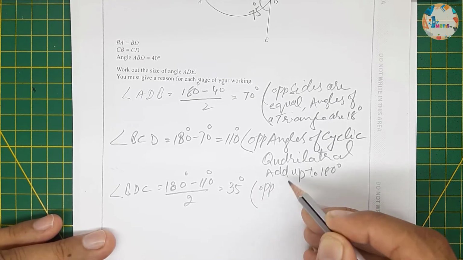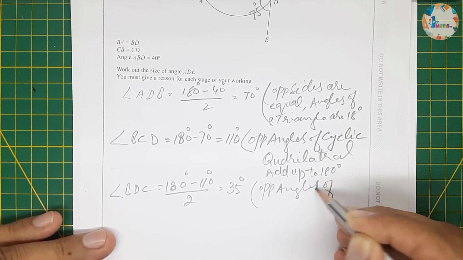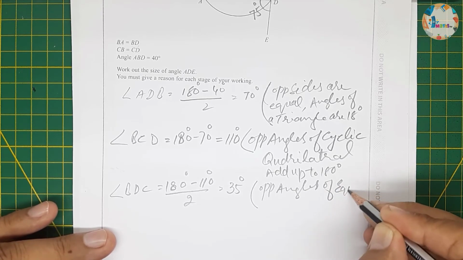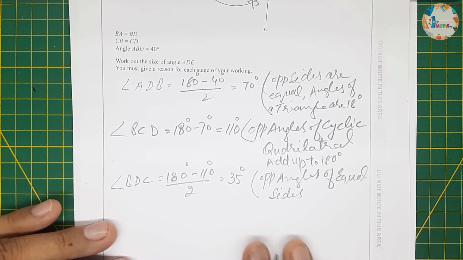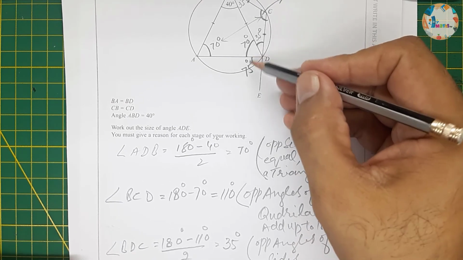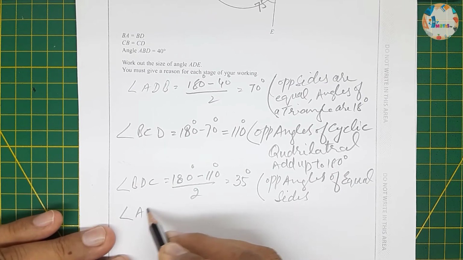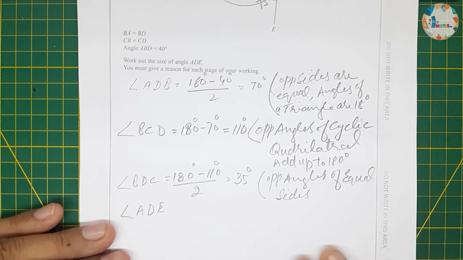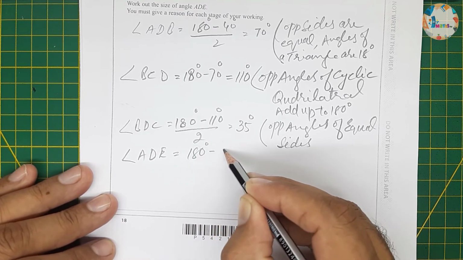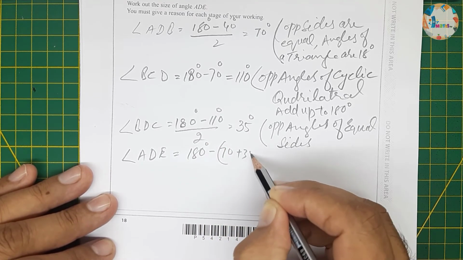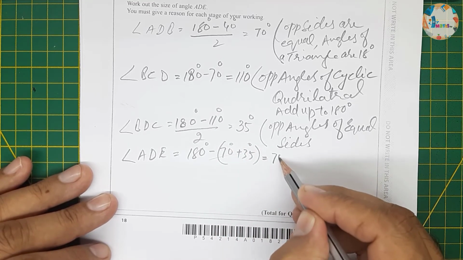So opposite angles of equal sides. So we can write this. Then we can write this one, angle ADE. So angle ADE will be equal to 180 degrees minus 70 plus 35 degrees, which will be equal to 75 degrees.